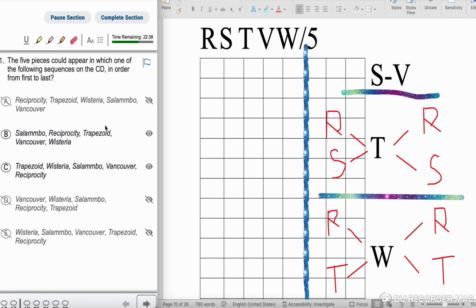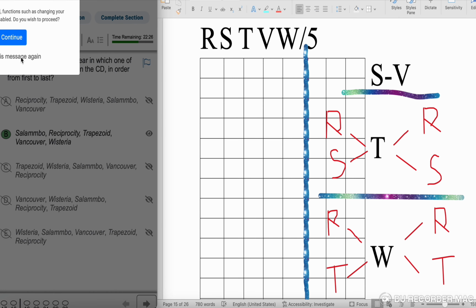So now at least with B and C. W has to be after R and T. So we see it's at the end, that's okay. We see W is between, so let's go ahead and remove it. Process of elimination leads us to choice B. So go ahead and choose B.